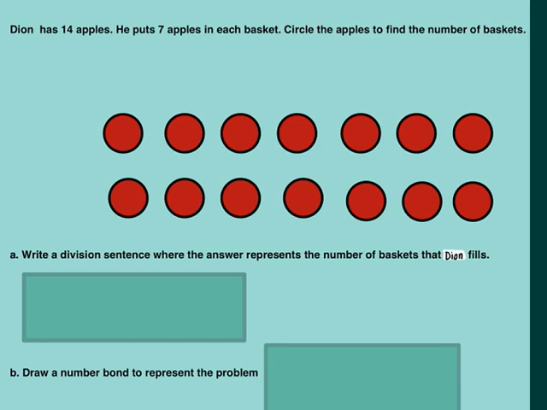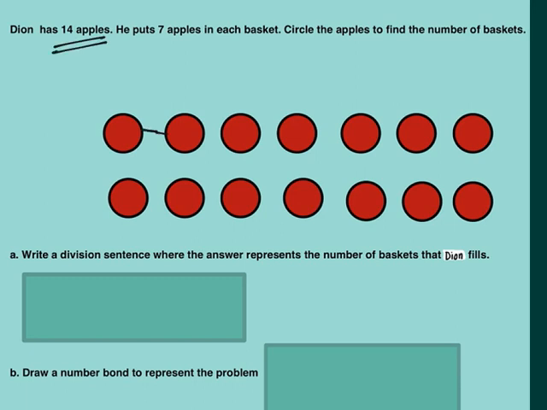The question here is, Dion has 14 apples. He put 7 apples in each basket. Circle the apples to find the number of baskets. Write a division sentence where the answer represents the number of baskets that Dion fills. And draw a number bond to represent the problem.